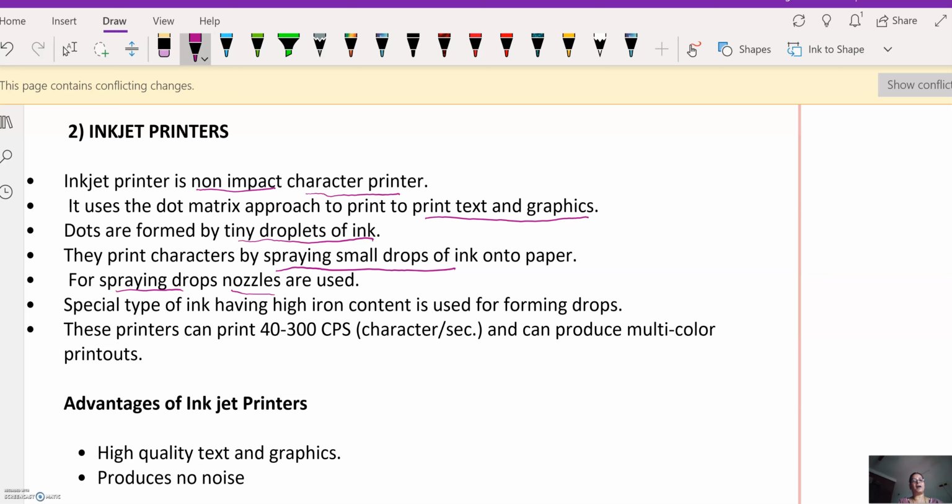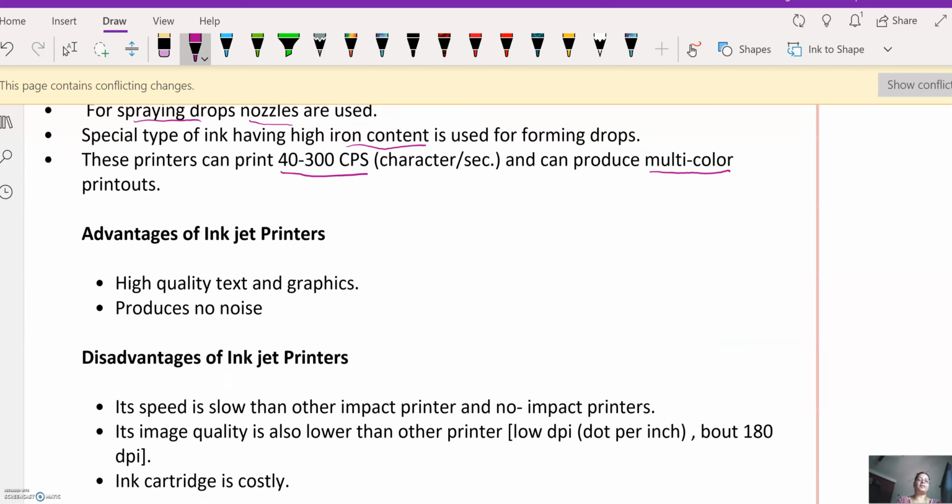Special type of ink having iron content can also be used to form the drops. So these printers come under the category of character printers, and the print speed is measured in terms of number of characters per second, and it is given as 40 to 300 characters per second. And of course this inkjet printer can also be used to produce multicolor outputs, and the only variation required is that we have to fill up the inkjets with colored ink.